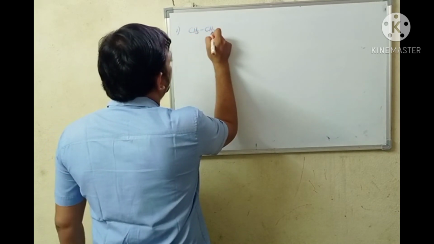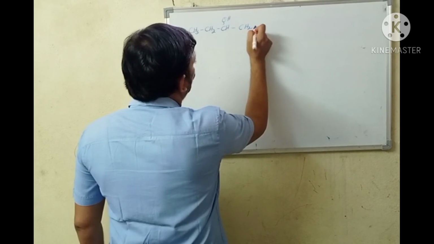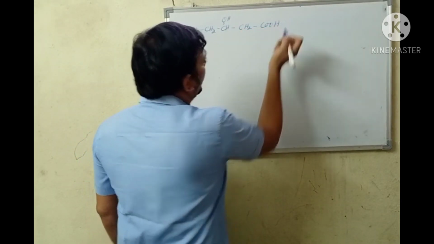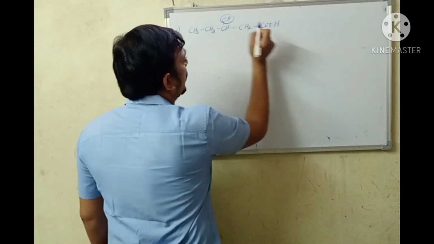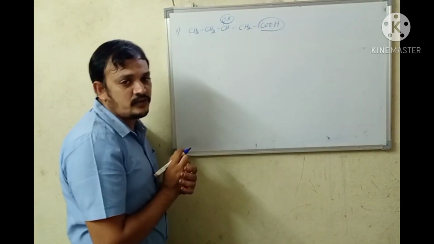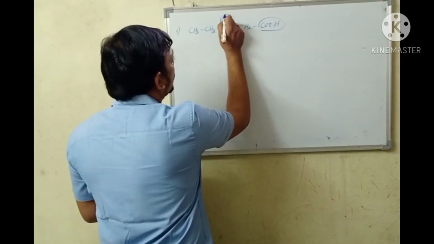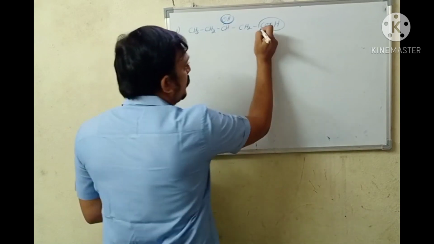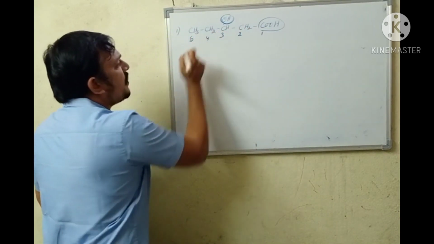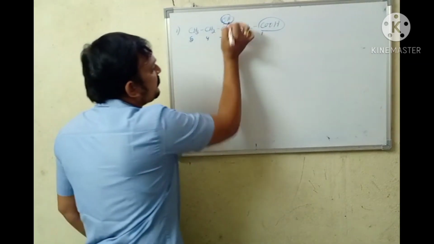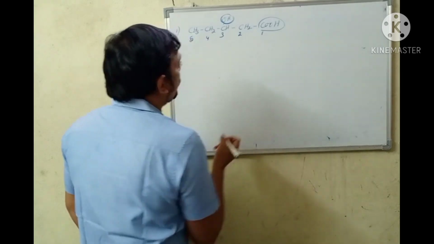CH3, CH2, CHOH, CH2, COOH. A compound like that is there. You can see it contains two functional groups. One is an alcohol group and another one is a carboxylic acid group. I said to you that carboxylic acid will be highly prioritized. So the alcohol group is treated as a substituent. So 1, 2, 3, 4, 5. So this is the substituent. First the secondary prefix is written to indicate the name of the substituent.